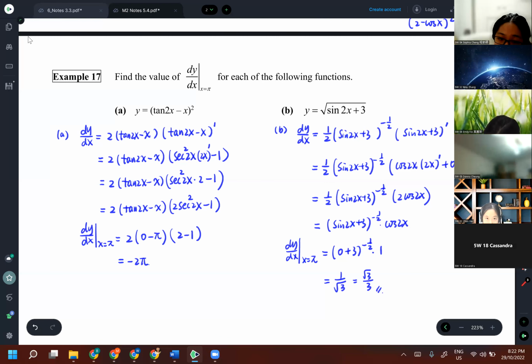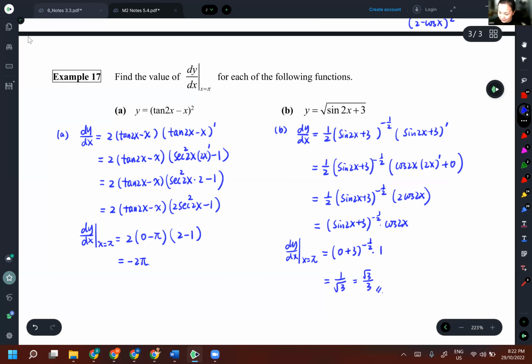Okay, let's check the answer with some of the students who have done. Part A, what is your final answer? I got -4. Okay, I also got -4. Part B, Catherine, what is your final answer? I got 0. Okay, I also got 0.